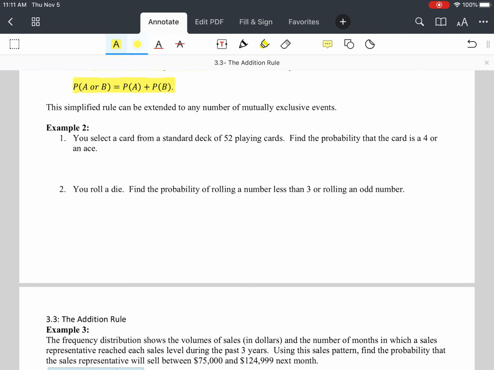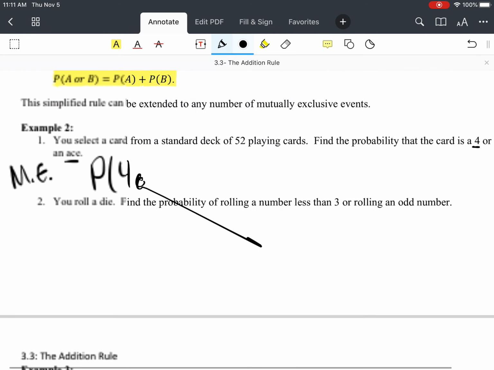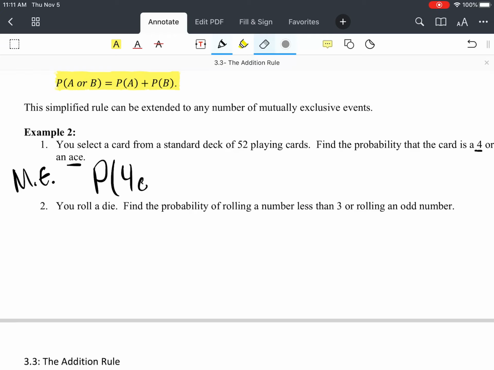All right, so let's do an example of this. You select a card from a standard deck of 52 playing cards. We want to find the probability that the card is a 4 or an ace. The first thing we're going to take a look at is whether or not this is mutually exclusive. We're looking at a 4 or an ace. Can we have a 4 and an ace at the same time? No, we cannot. So these are mutually exclusive. When we write this, we want the probability of a 4 or an ace.